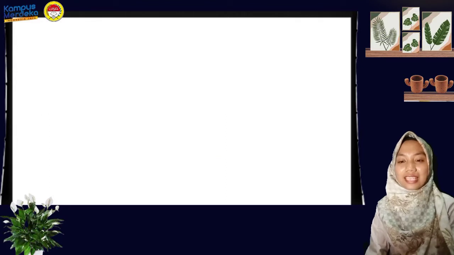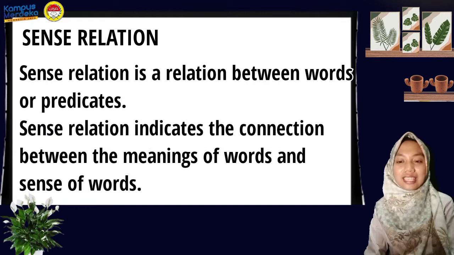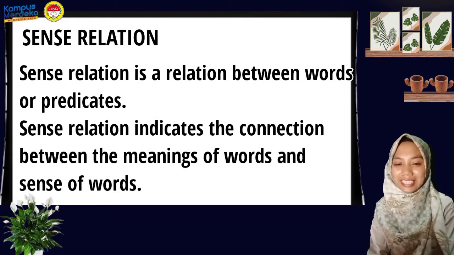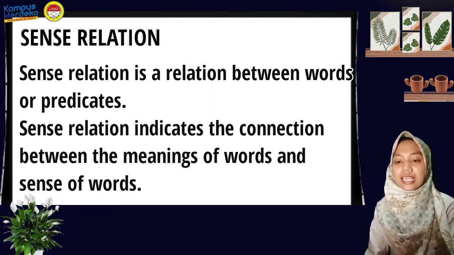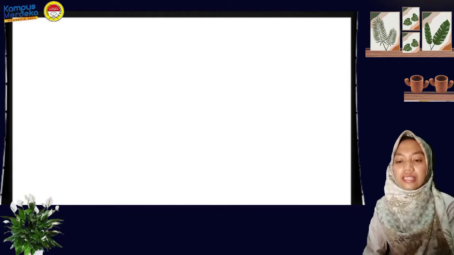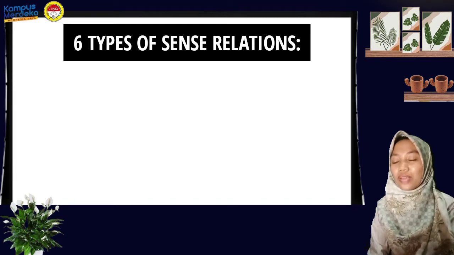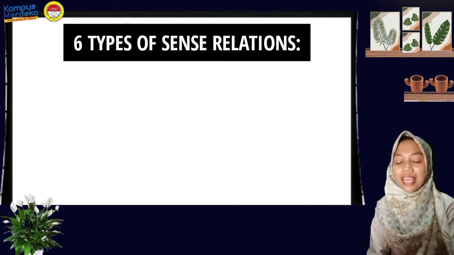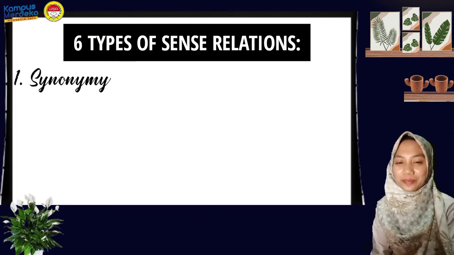Next, our topic is about sense relations. Sense relations is a relation between words or predicates. Sense relations indicate the connections between the meanings of words and sense of words. There are 6 types in sense relations that we have to study today. Let's begin with the first one, and it is synonym.